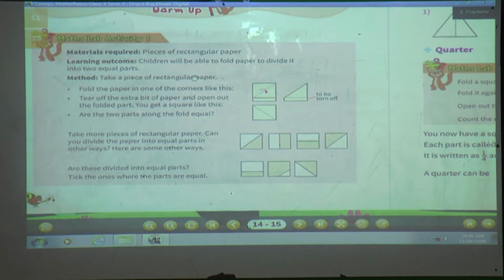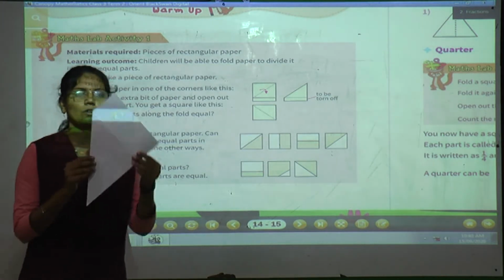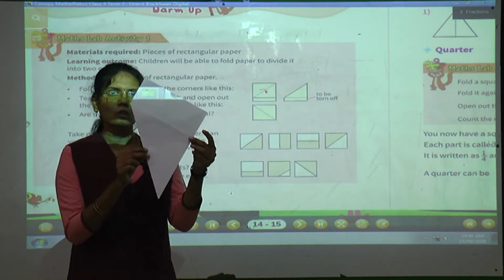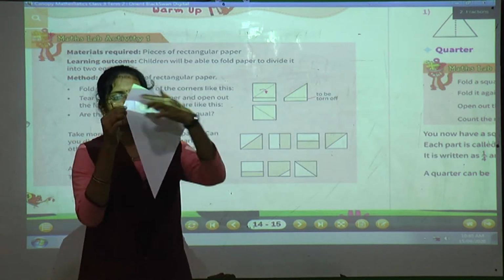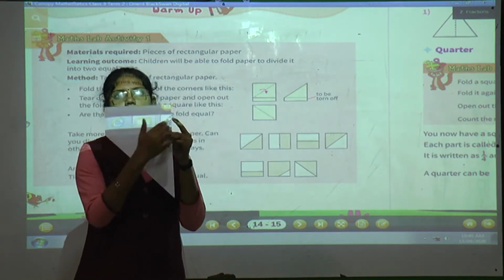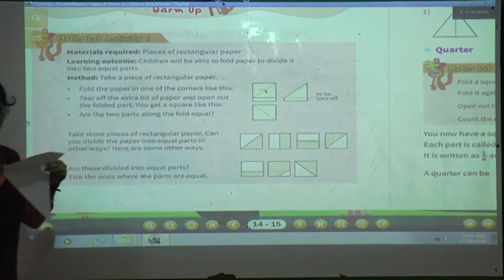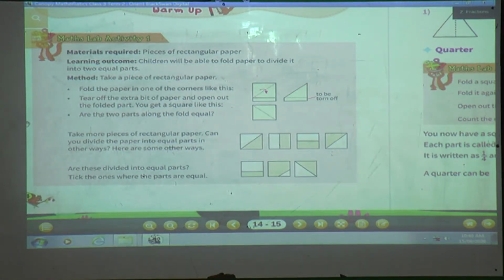Now what is the next step? Tear off the extra bit of paper and open out the folded part. First of all you take one rectangular paper, and after that you fold it in this way from one of the corners. Then you can see here some extra part. This is the extra part. This extra part we have to cut. Now tear this part. I will tear it. Tear off the extra bit of paper and open it.